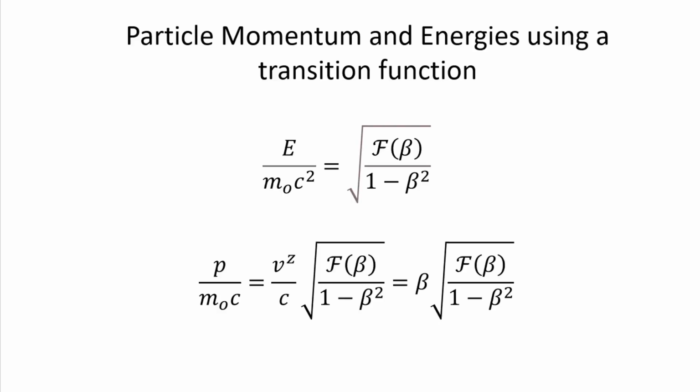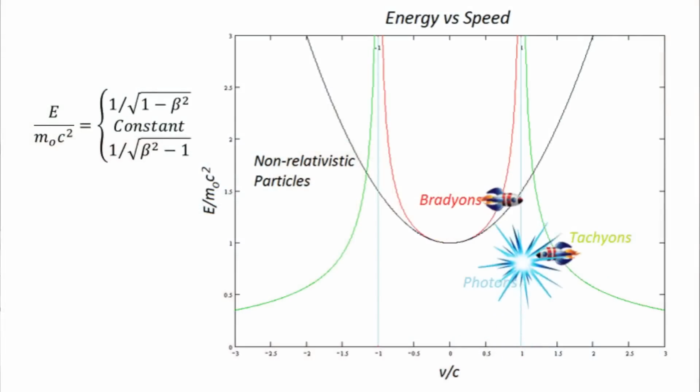One is a dimensionless equation that has the relativistic energy divided by its proper energy. The second is relativistic momentum to proper momentum. And from these equations, we can show how the energies and momentum transition the light barrier. Taking our ratio of relativistic energy to proper energy and using the limits of our test function, we can define 3 regions for the particles.